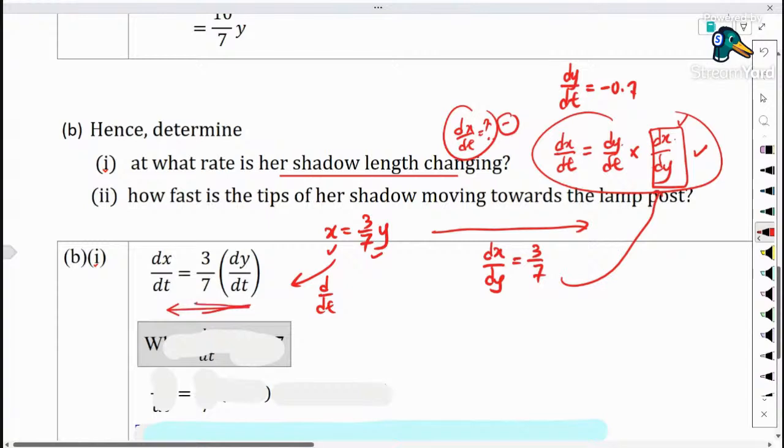And if you realize, this equation here is actually the same as after you apply the chain rule. It's the same thing, just a different perspective to solve.